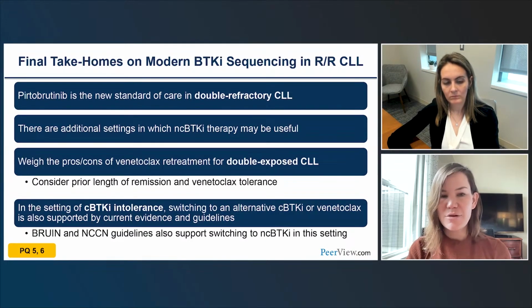But in this situation, I would just weigh the pros and cons of Ven retreatment with the patient, which would be influenced by their prior length of remission. And then, of course, how well did they tolerate the Ven?